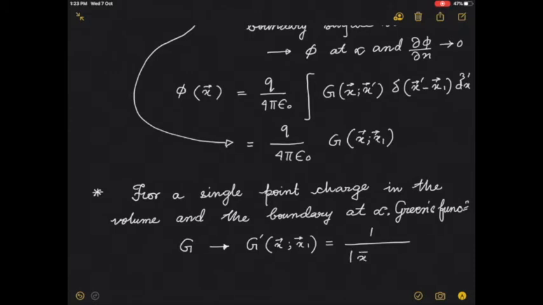I will tell you how to get to this later, but let's call it x prime instead of x1. It is 1 by mod x minus x prime. So it doesn't depend on the direction of x minus x prime. Right?